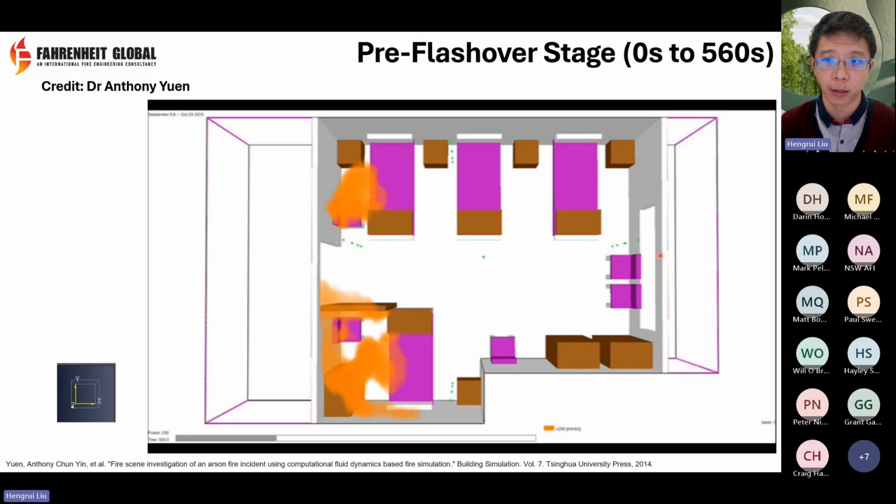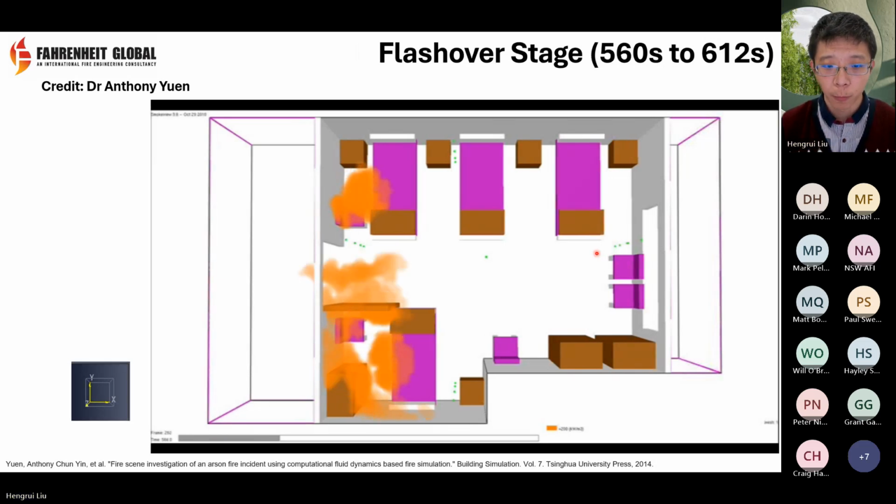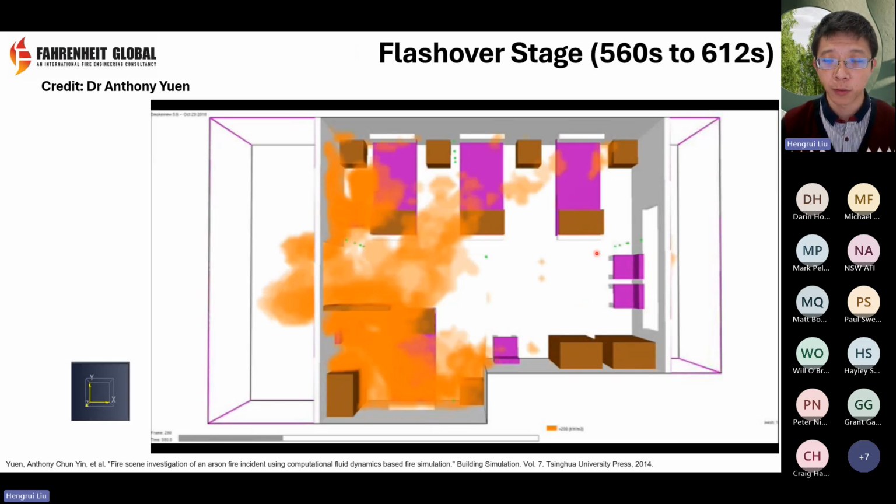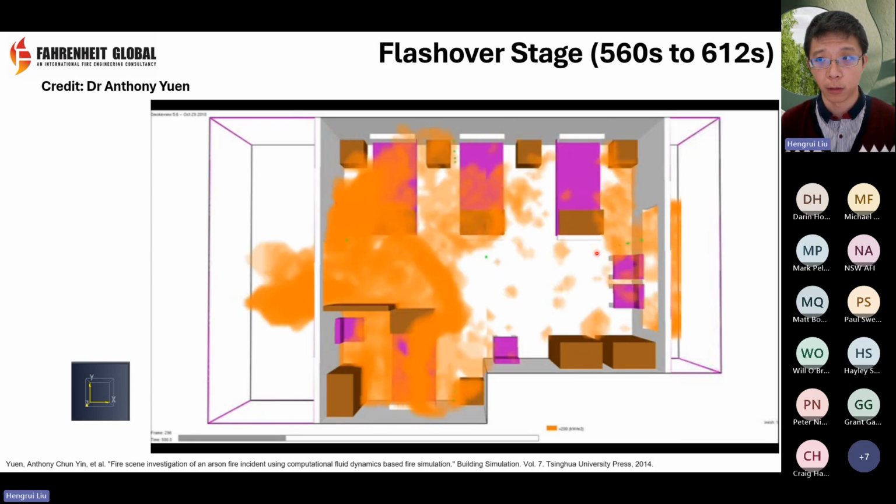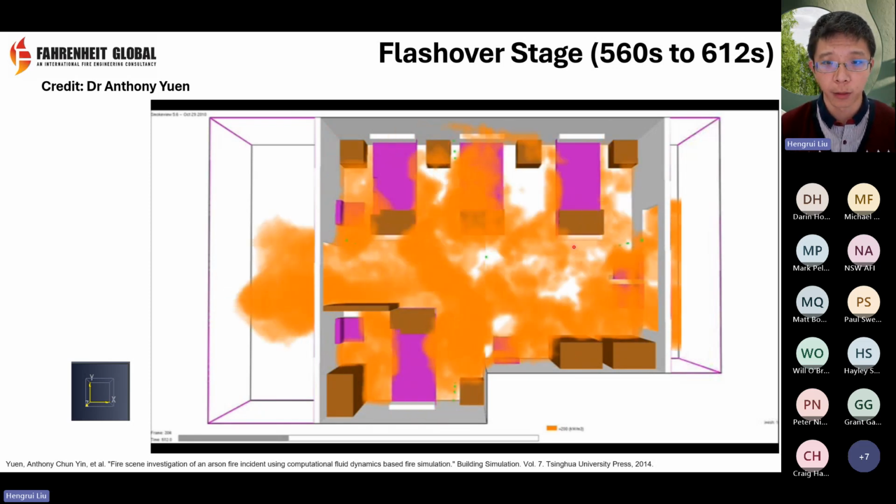it's basically glass and it just broke. And that allowed fresh air to come in, which caused the flashover, which you can see from here. Within 150 seconds, basically the flame flashed over and propagated to the whole room. So that's the phenomenon we want to see.